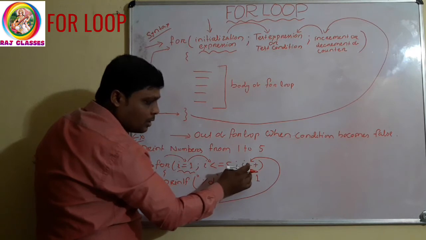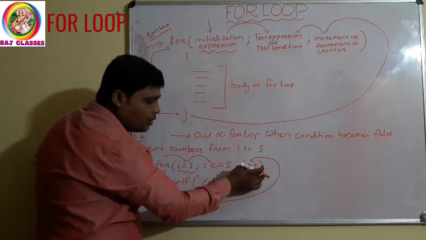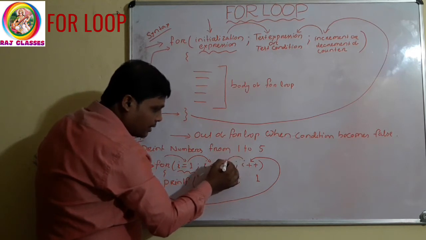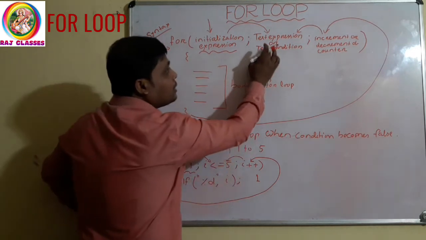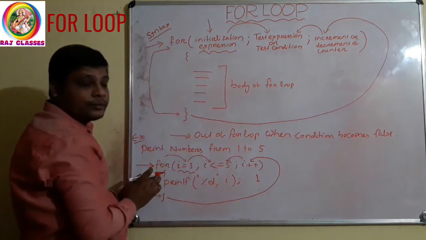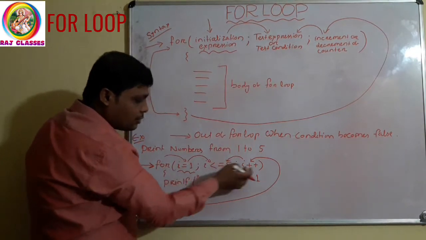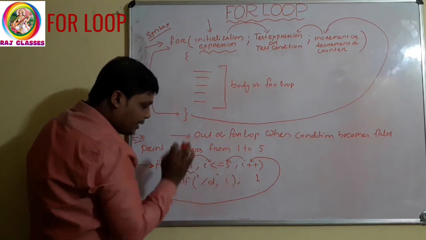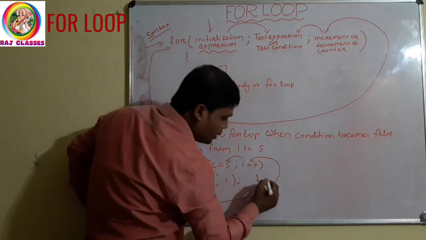This I plus plus means what? I equal to I plus 1. So I value will be 2. After this increment or decrement, again it will go to which part? The test expression, the condition part. Then again it will check the condition with this new value. So 2 less than or equal to 5. Condition again true. So it will print again what? 2.